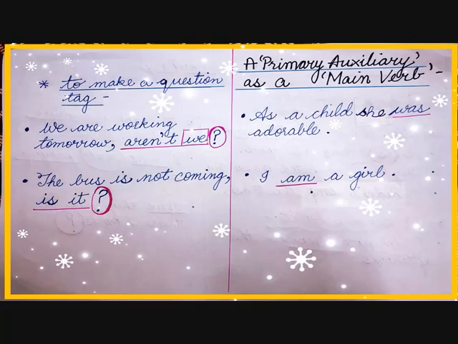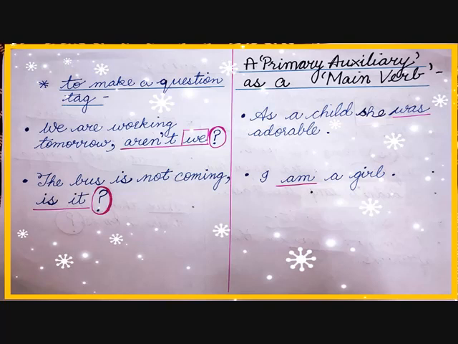Now see the second example. The bus is not coming. Is it? Here what is the statement or sentence? The bus is not coming. Somebody is confirming then. Is it? So is plus it plus question mark is your question tag. Now after this you will know more about primary auxiliary as a main verb.